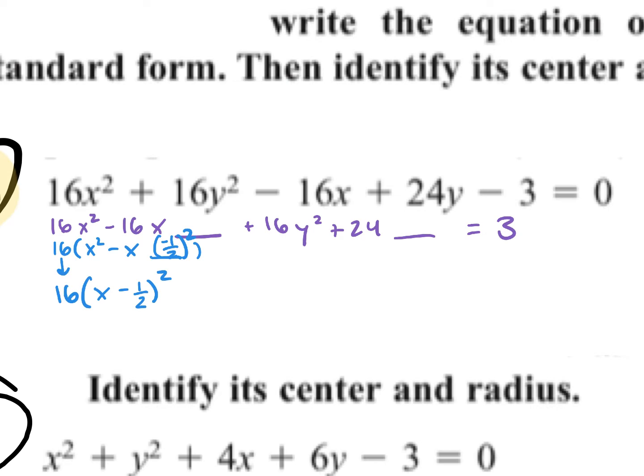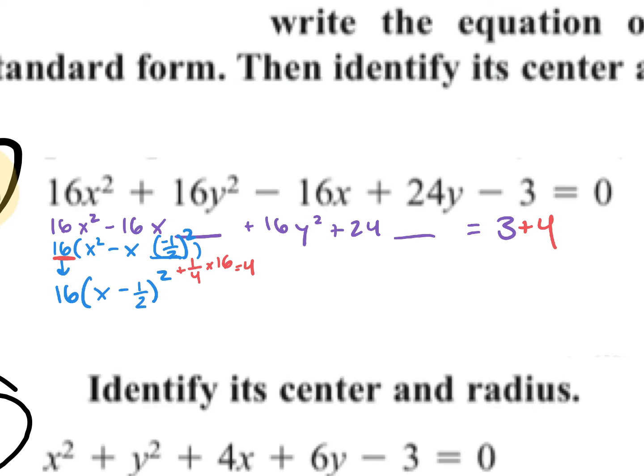So -1 over 2 squared would be 1 over 4. So I'm adding 1 over 4 here. Before I add it to the other side, what do I have to do? I have to multiply it by the 16 out front. So times 16, this would be 4. So I'm adding 4 on the left side. I got to add 4 to the right side too. Take out 16, the second equation.